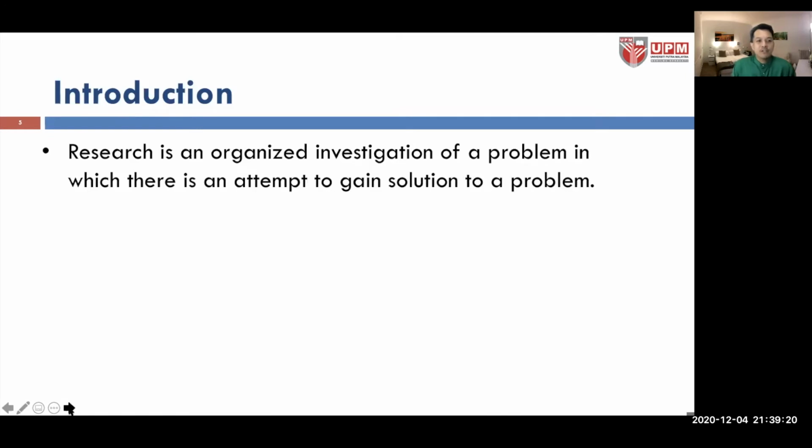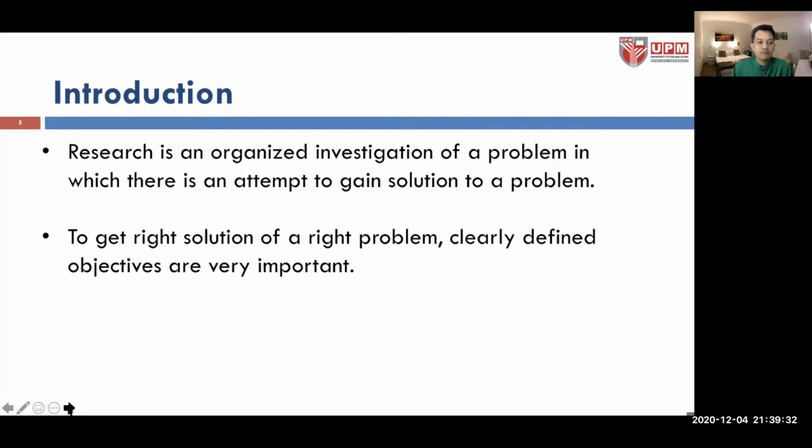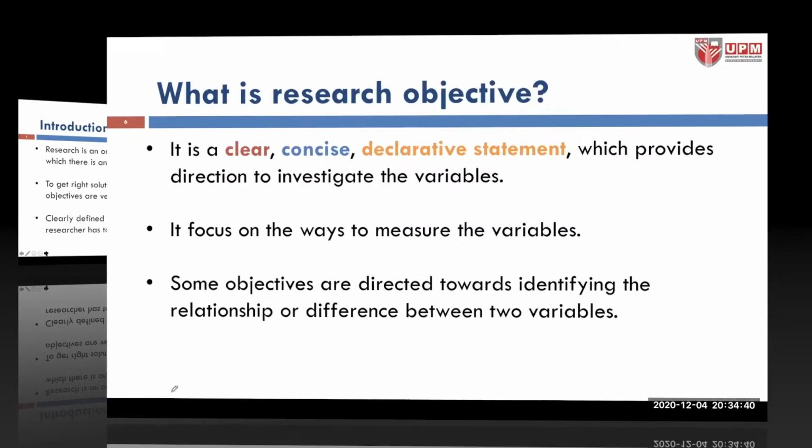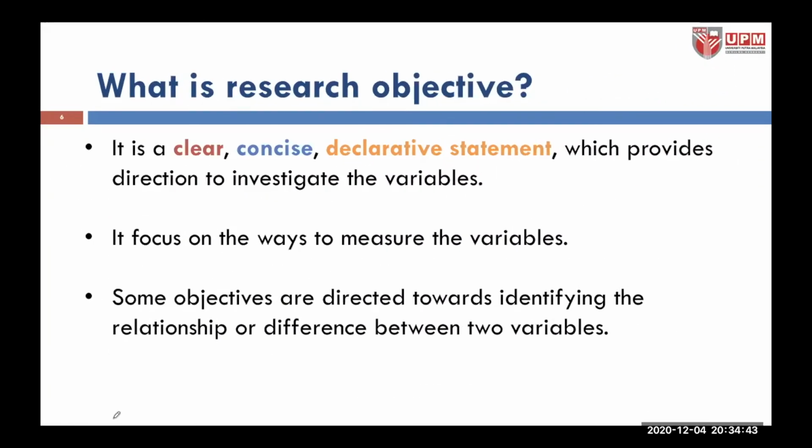In terms of the introduction, research is an organized, systematic investigation of a problem in which there is an attempt to gain a solution to a problem. And to get the right solution to a right problem, clearly defined objectives are very important. In other words, a clearly defined objective will enlighten the way in which the researcher has to proceed. So what is a research objective?